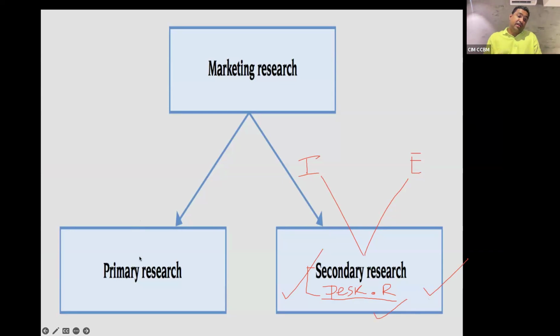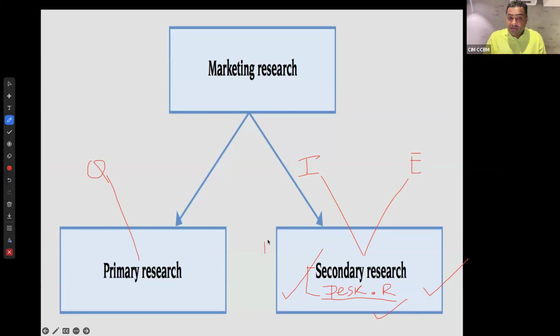Primary research, on the other hand, is when you go outside and use a questionnaire or any other instrument to gather data. So it's time consuming, it's costly. You need a lot of resources for primary research. So always you will see whether you can solve the research problem using secondary research or desk research.